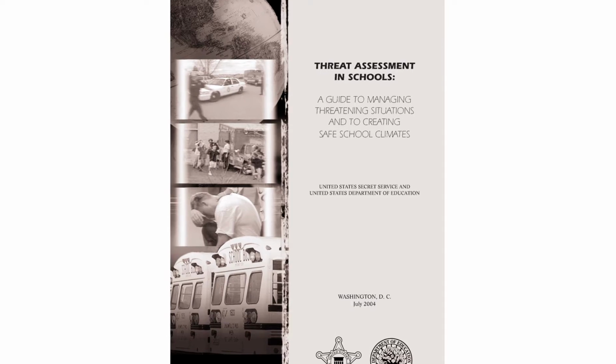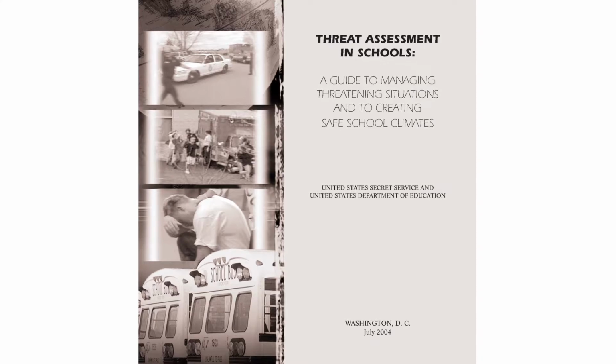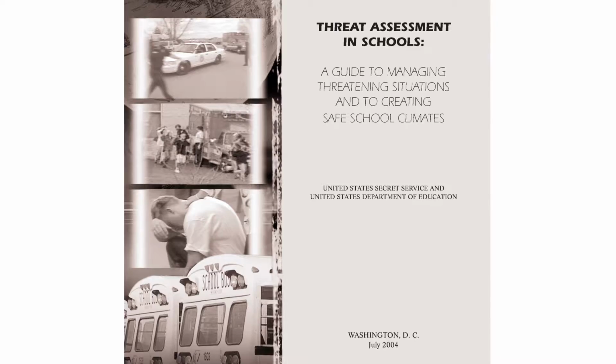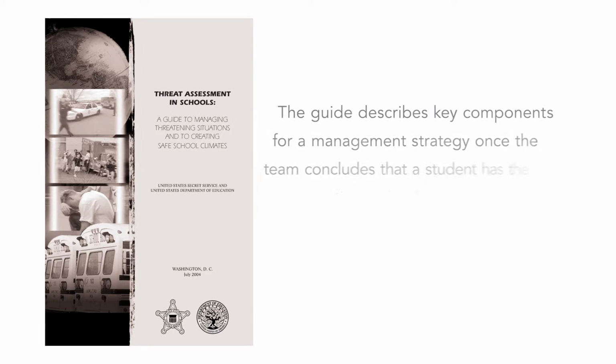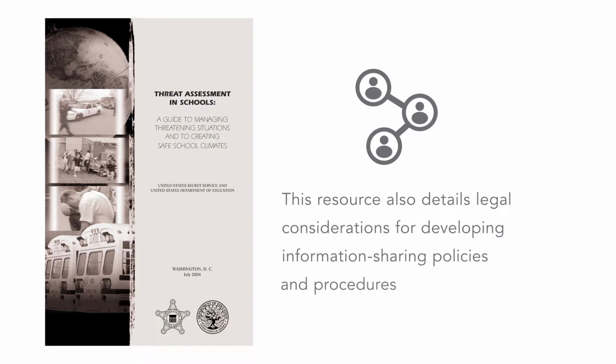Also, Threat Assessment in Schools, a guide to managing threatening situations and to creating safe school climates, summarizes the SSI and the threat assessment process, and provides supplemental information to the training that can further aid threat assessment teams. For example, the guide describes key components for a management strategy once the team concludes that a student has the interest, motive, and ability to mount an attack, and has started down a path toward attack. This resource also details legal considerations for developing information-sharing policies and procedures, which is a topic of interest to many training participants and threat assessment teams.